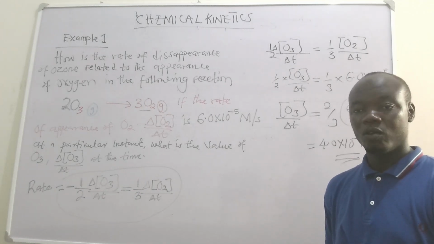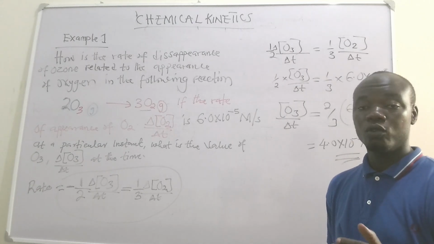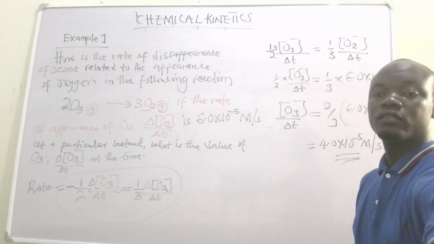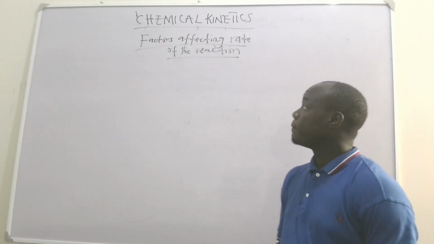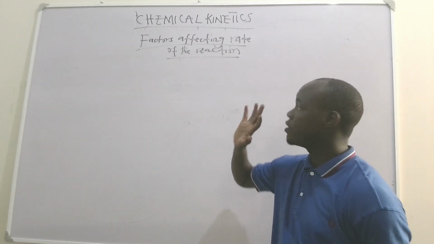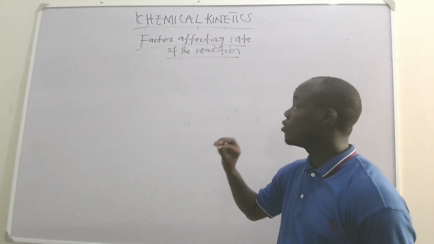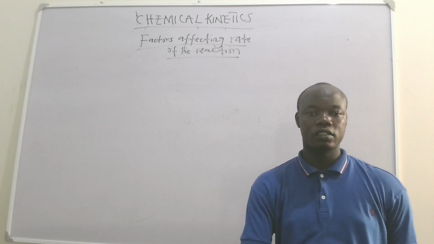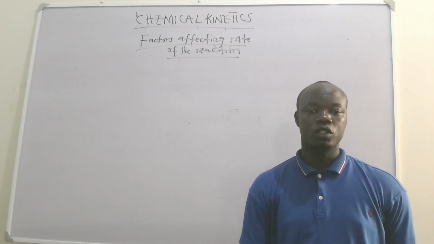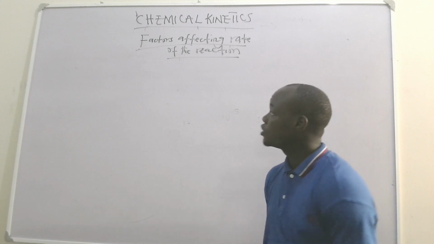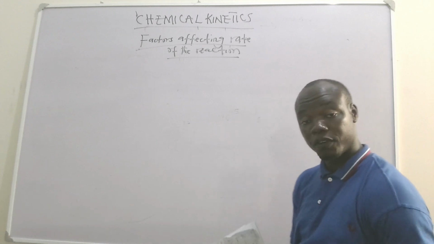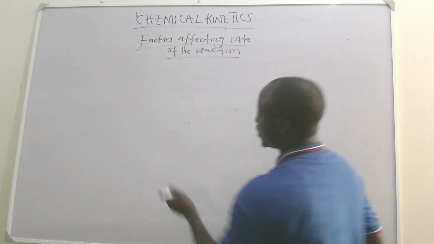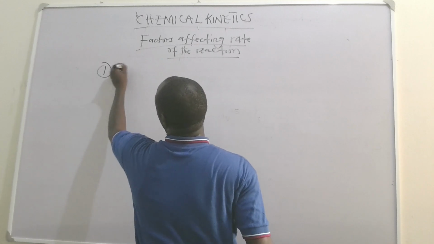Okay. So now the next thing that we are going to look at is what are the factors that affect the rates of the reaction. Generally we have some factors that may increase or decrease the speed of the reaction. So we are going to look at them one after the other. We are starting with temperature. Temperature is one of the first factors that affects the rate of the reaction.